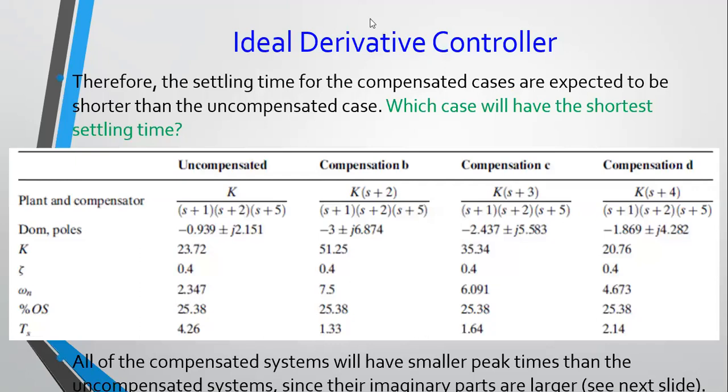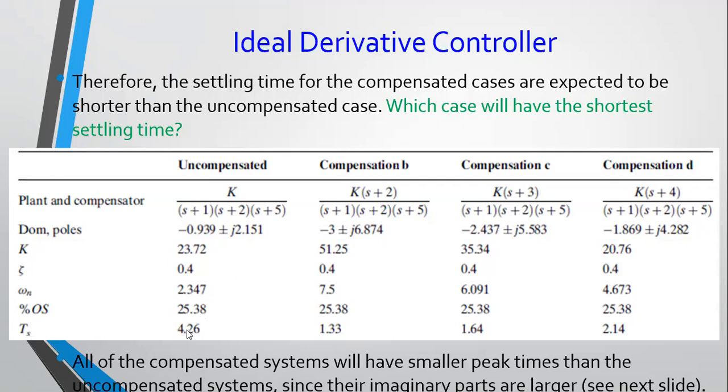Yep, so you can see here a summary of what you've just done. So this was your original uncompensated system. Here we've added a 0 at -2, here a 0 at -3, and here a 0 at -4, and we've looked at all these cases. So this was your operating point, found by taking the intersection between your root locus and your damping ratio line at 0.4.